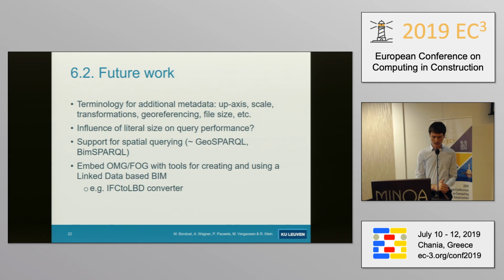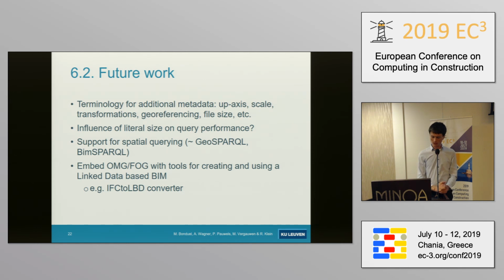In our future work, we would like to add terminology for defining metadata. This can be up axis, scale transformations, georeferencing, file size, and so on. So we're currently working on this. In the case when you embed geometry files inside literals, there might be a case that the literal size can have an impact on the performance, but this really depends on the kind of database you use, how the database is implemented. But at this point, we don't foresee big issues, so we did some preliminary tests, and the way databases handle this is pretty optimized. So this is not really an issue, probably.